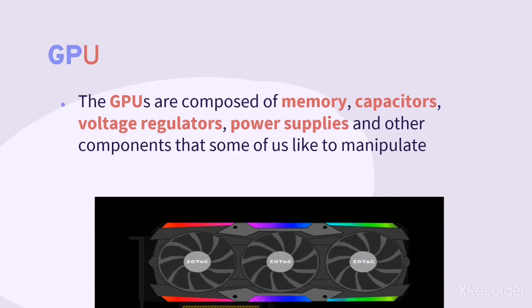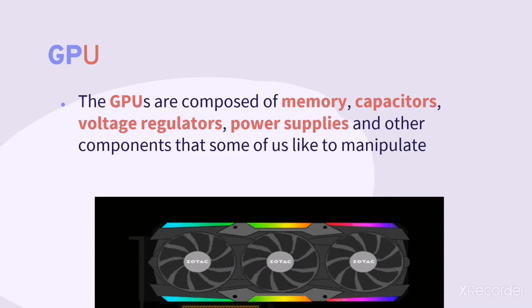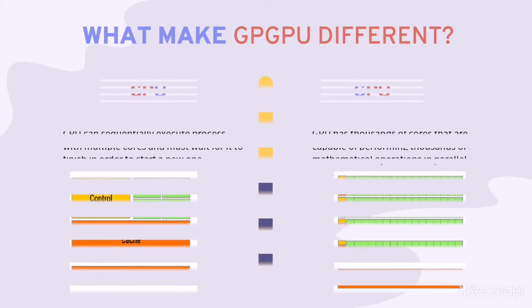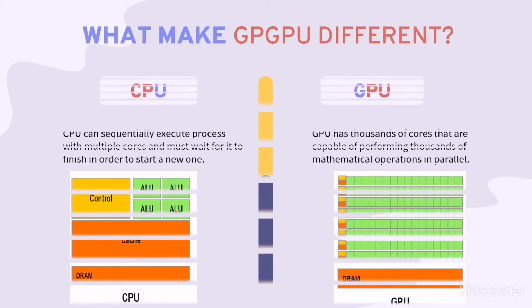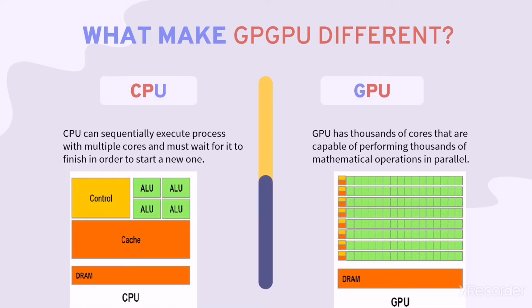So what's the difference with a CPU? A CPU can sequentially execute the process with multi-cores and must wait for it to finish in order to start a new one. But a GPU has thousands of cores that are capable of performing thousands of mathematical operations in parallel. That's why a GPU is a very powerful computational device.